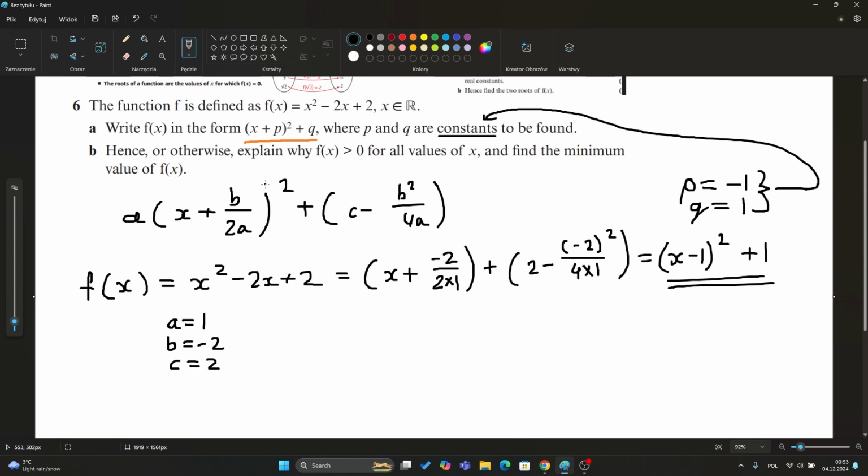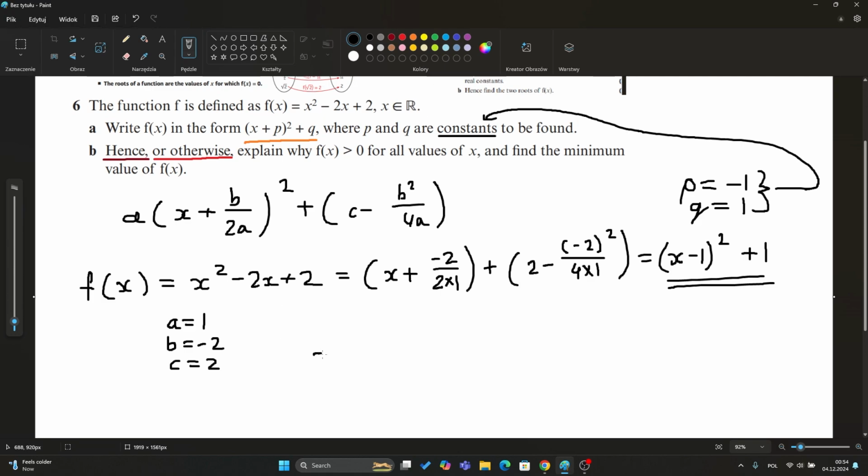Now, in part B, we can use our answer, which is what "hence" means. Hence means that we can use part A to do part B, or another previous part of the question, and otherwise means we can do it the other way, but it will be longer. So explain why f of x is greater than 0 for all values of x, and find the minimum value of f of x. So why is f of x always greater than 0 for all values of x? Well, to explain that, we had to complete the square.